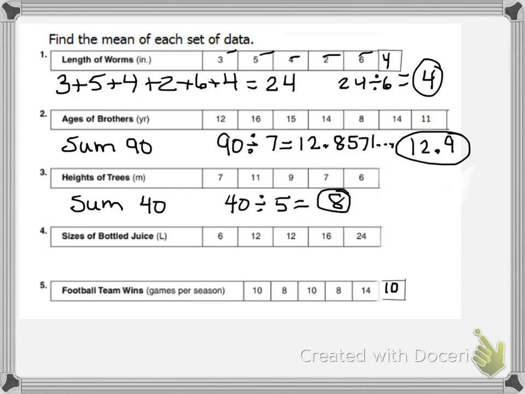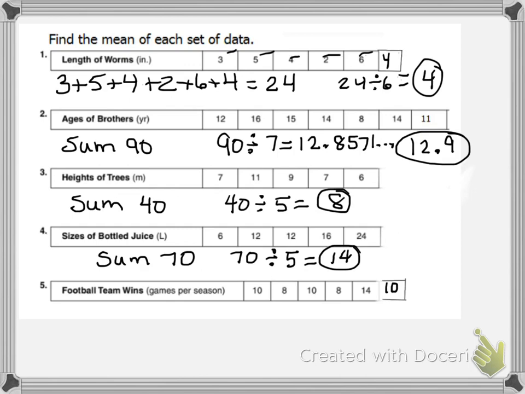All right, number 4. We have 6, 12, 12, 16, and 24 as the sizes of bottled juice. That's in liters. So we want to add those together again. And when I add them together, I get a sum of 70. Again, the next step, we're going to take that 70 and divide by the number of numbers, and there are 5 numbers there, and that gives us a mean of 14.